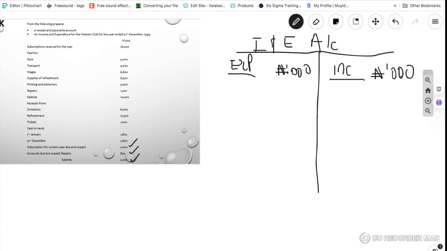So for expenses we have rent. That will be on the debit side, rent, which is 5 million. So put 5 million here. We're going to be taking the transactions one by one. So we have transport. This is an item of expenses too. So transport is an expenditure, and we're going to record that on the debit side.